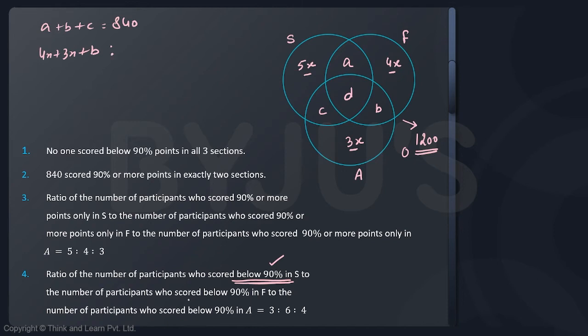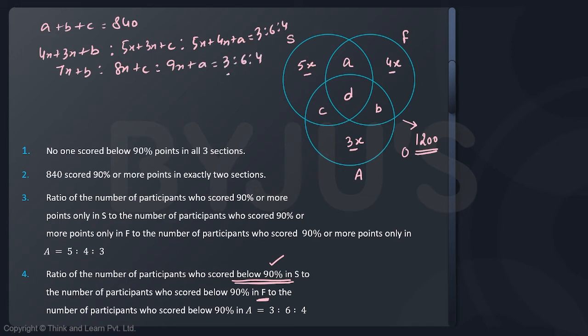Their ratio with the number of participants who scored below 90 in F. Similarly, how many of them are below F? They are 5x plus 3x plus C, is to the ones who scored below 90 in A, that is outside A. What area is outside A? 5x plus 4x plus A. He says they are in a ratio of 3:6:4. Or you can also say 7x plus B is to 8x plus C is to 9x plus A. They are in a ratio of 3:6:4.